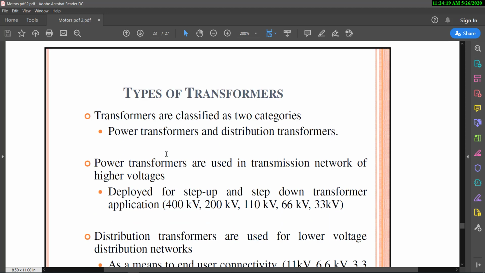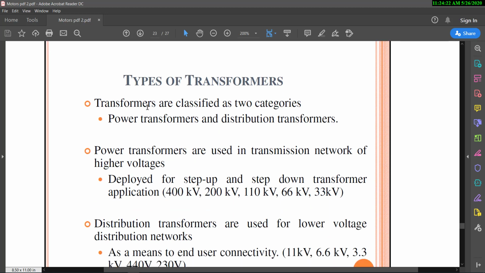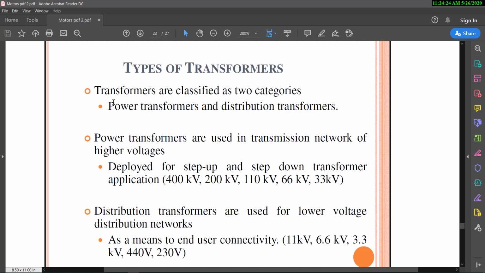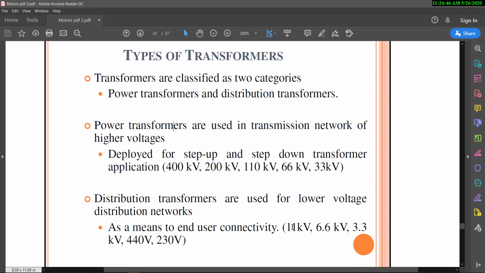There are different types of transformers, based on categories, that is power transformers and distribution transformers. Power transformer means a high voltage transformer, which is used to transform high voltage through step up or step down application. For step up or step down application, it is called a power transformer. And for low voltage, that is distribution level areas, it is called a distribution transformer. There they will have a low voltage for distributing the power.